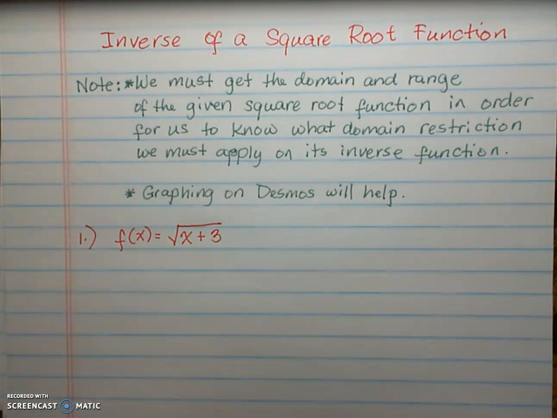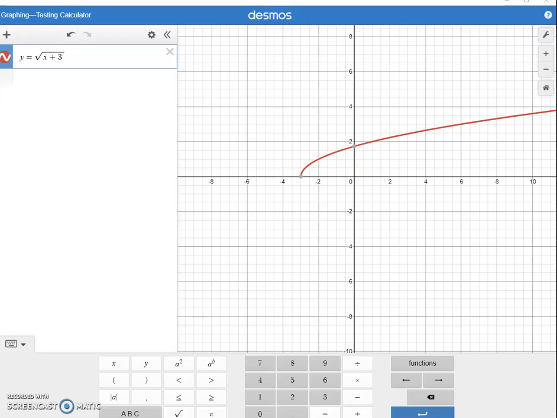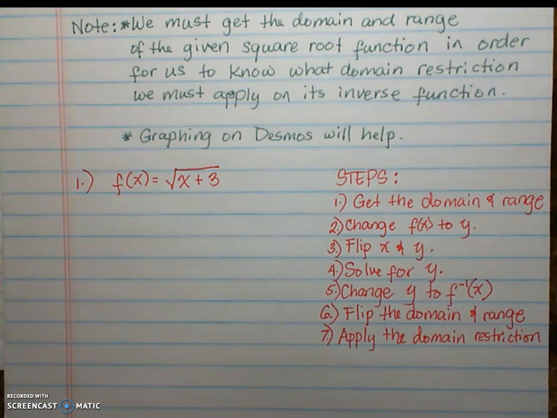Let's go ahead and plug this in on Desmos. Okay, so this is our given function, and this is how the square root of x plus 3 looks like. Our goal now is to generate the inverse to this square root function. So let's go ahead and follow some steps. All right, so let's take a look at all these steps.